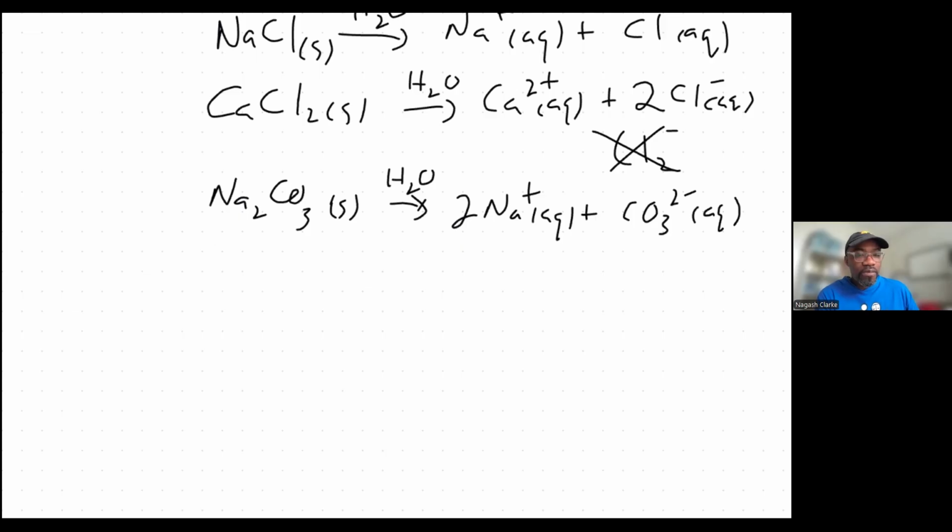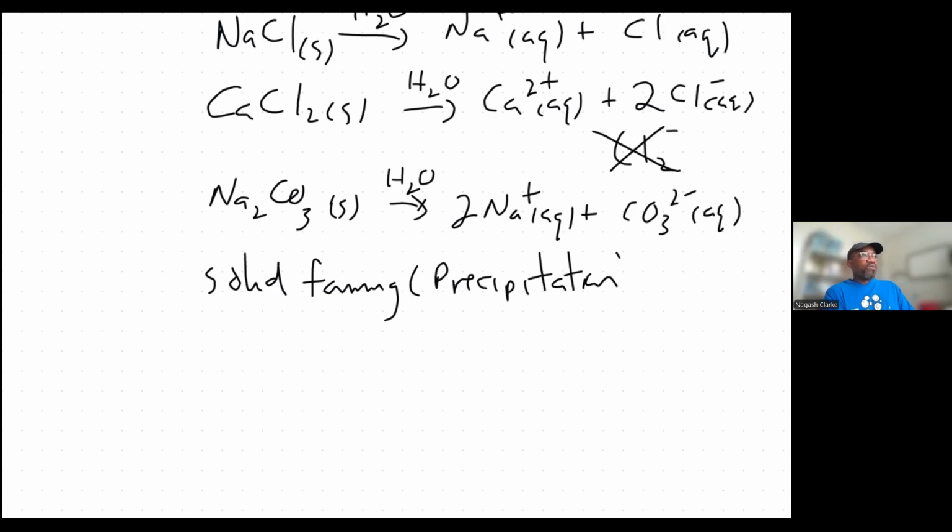There is solid forming, precipitation, a cloudiness that's formed, or some pretty color like yellow that's formed. There is gas forming, bubbles or effervescence. This is what we like to see in chemistry lab, things bubbling up and flowing out of test tubes, which you don't see in actual academic labs because we don't want anybody to get hurt.